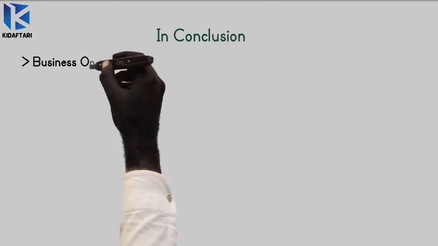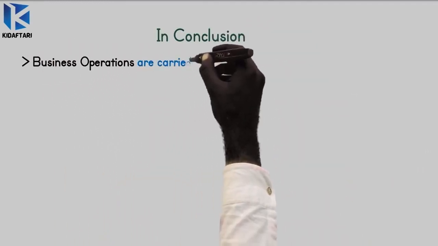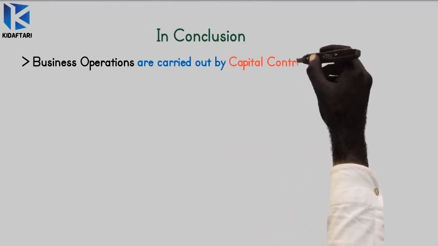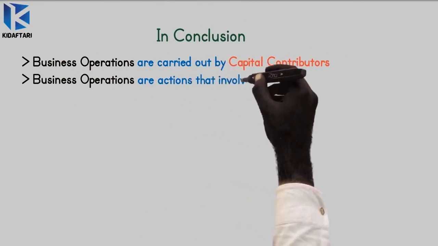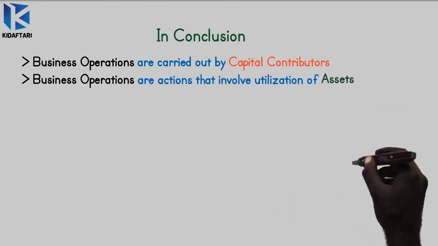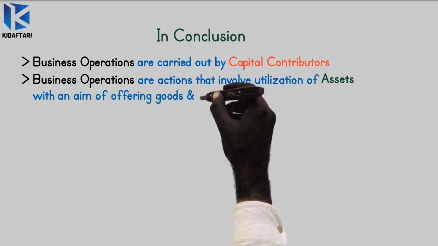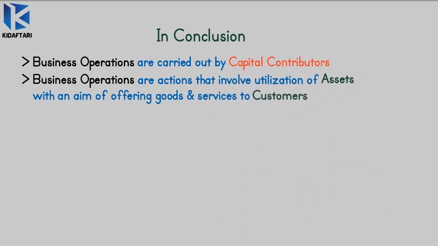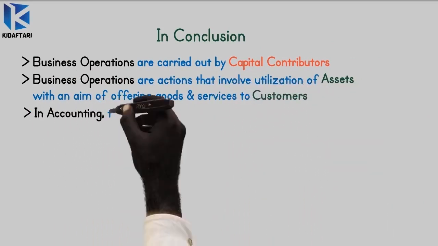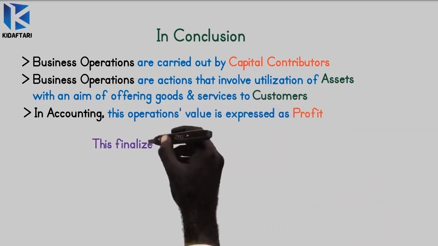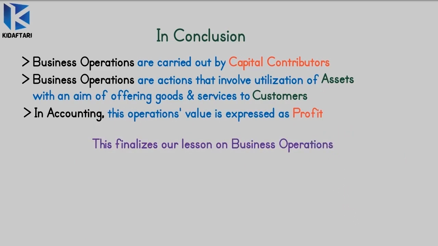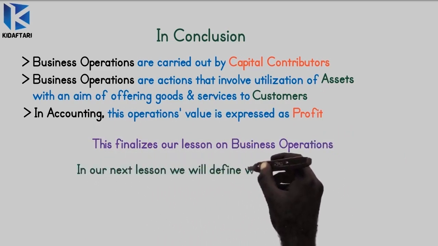In conclusion, business operations are carried out by capital contributors. Business operations are actions that involve utilization of assets with an aim of offering goods and services to customers. In accounting, this operation's value is expressed as profit. This finalizes our lesson on business operations. In our next lesson, we'll be defining what debit and credit is.